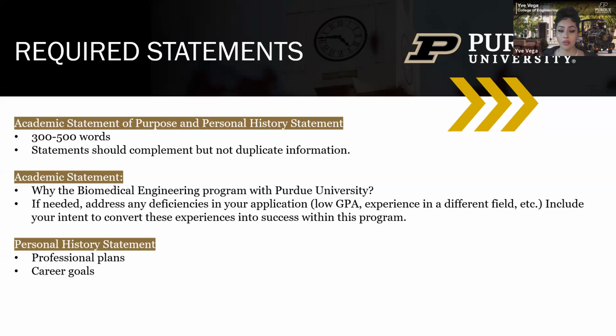As you are writing these 2 documents, you will want to make sure that those documents are anywhere between 300 and 500 words, no more than 2 pages each. These 2 documents do have very similar subject matter. So as you are writing these, you want to make sure that these statements complement one another and not duplicate the information found on both documents. So that's going to be very important.